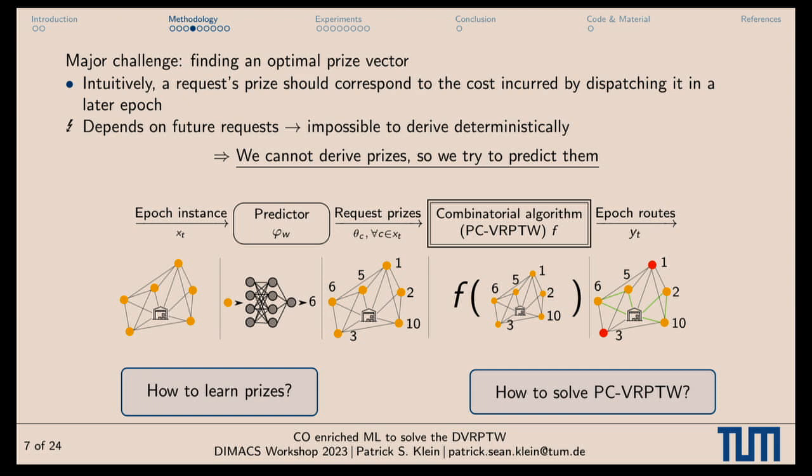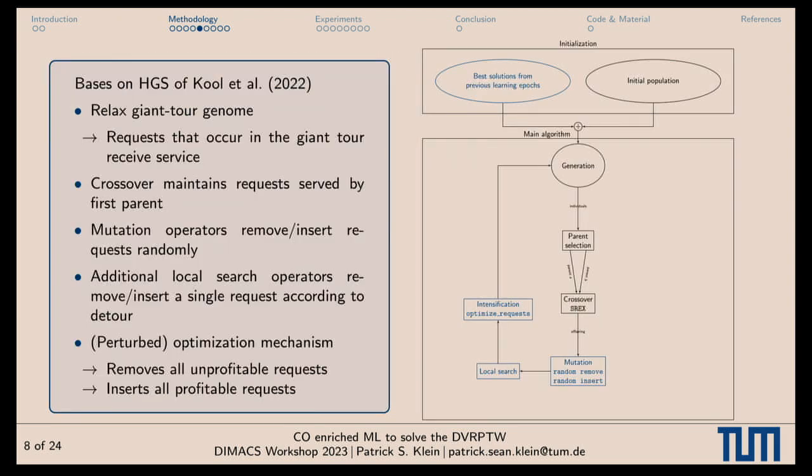Now, two fundamental questions remain. That is, first, how do we learn the prices? So how can we train our predictor to predict the correct prices? And how do we actually solve the PCVRPTW? Now, concerning the latter, we implement a meta-heuristic that bases on the hybrid genetic search implemented in Kool et al., which is what Wouter has talked about previously in his excellent presentation, and it bases on the implementation of Thibault.